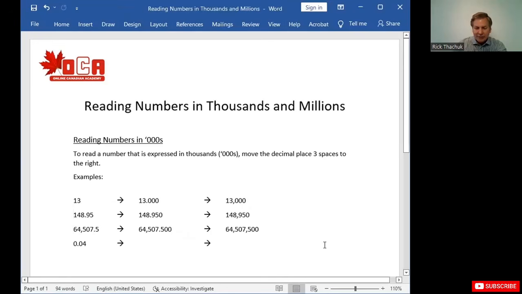64,507,500. And lastly, in our examples, 0.04 thousand. Well, here again, after the 4, I can add as many zeros as I want to. So let's just add 1 zero. Now that I have my decimal, I will move it 3 places to the right, and that number becomes 40.